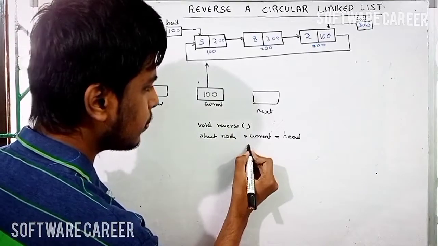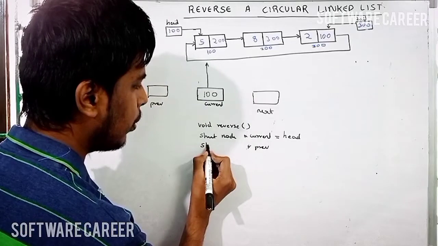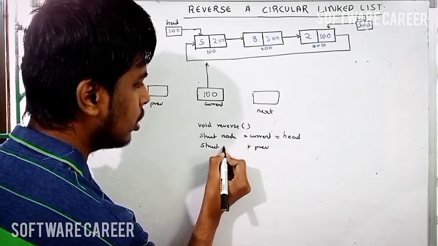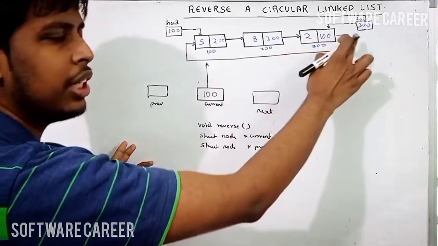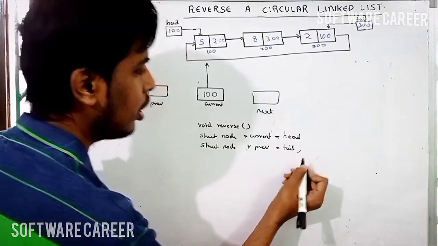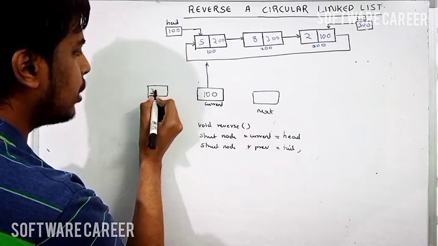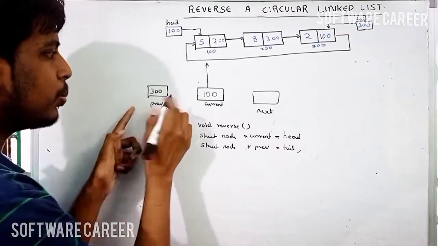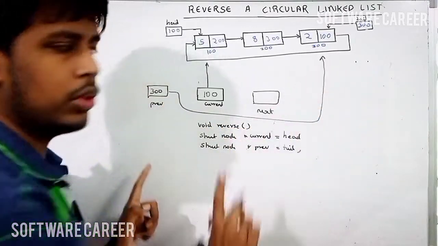See here, pointer previous, that is pointing to a structure node. Now previous is equals to tail. What is tail? 300. So I am storing 300 in previous. Now this previous pointer is pointing to the last node.